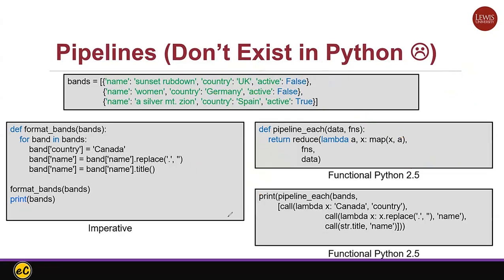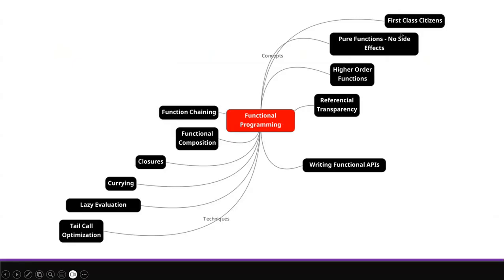Anyway, pipelines is one feature in functional programming, but Python basically does not support it. You have to write a different way to pipeline the function calls, but it is not really pure pipeline in functional code. So here you have quite a lot of topics related to functional programming.